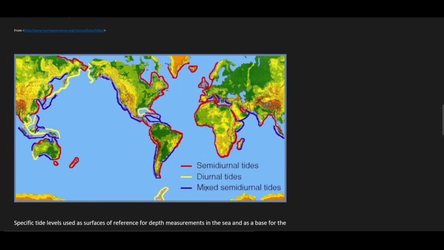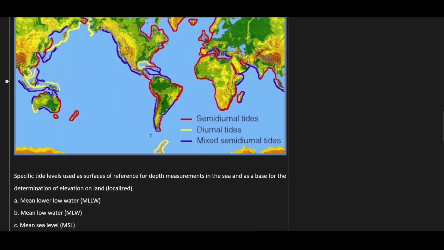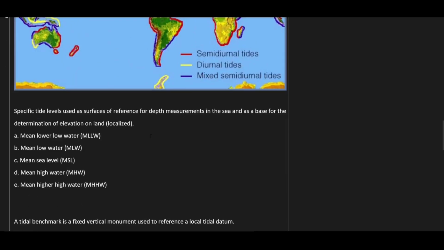Okay, so back to the semi-diurnal, diurnal, and mixed semi-diurnal patterns. Different parts of the world experience different patterns. So if we take a look at the far left here, this is the location of the Philippines. We have a mixed semi-diurnal tide on the eastern side of the Philippines and a diurnal pattern on the western side of the Philippines. It's good to know. We also have specific tide levels used as surface of reference for depth measurements in the sea and as a base for the determination of elevation on land.